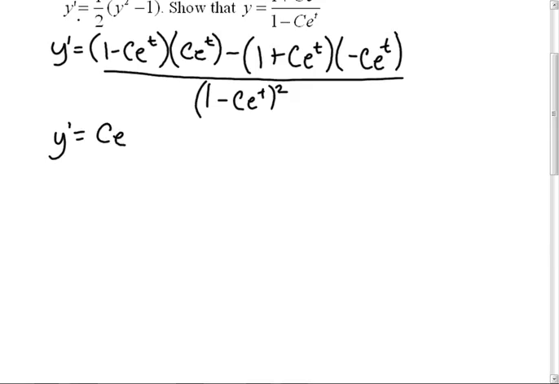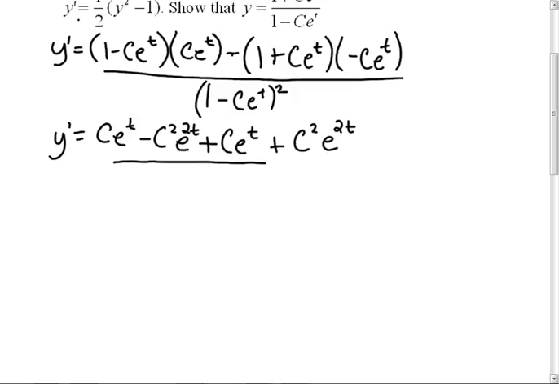Okay, c e to the t, then it's minus c squared e to the t times e to the t, which is e to the what? 2t. Minus, oh, but this is going to become plus, right? c e to the t. And then a minus times a plus times a minus is also going to be plus c squared e to the 2t. Oh, it's not that bad, is it? All over 1 minus c e to the t squared.